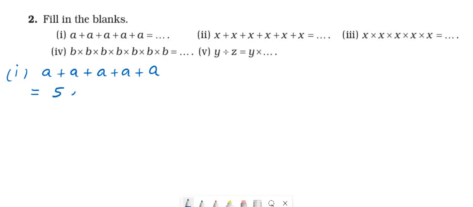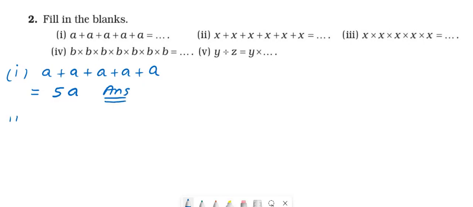Question number 2, the first part. The first part is a plus a plus a plus a plus a. Beta, a is coming 5 times. It means we can write 5a. This is the answer.